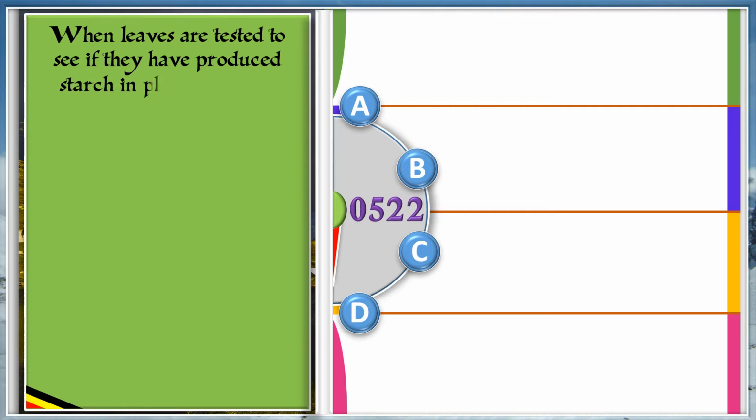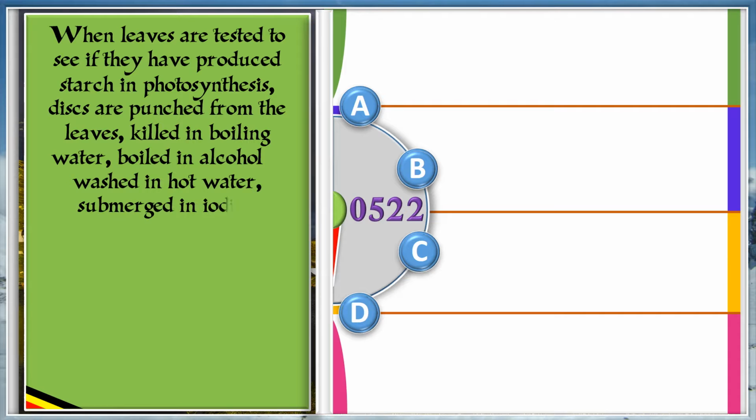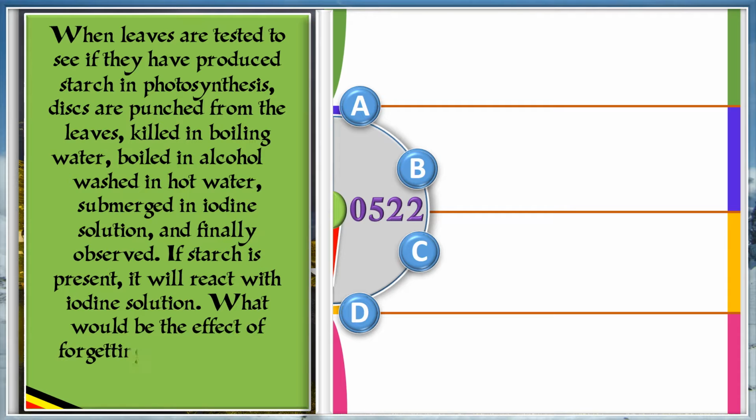When leaves are tested to see if they have produced starch in photosynthesis, discs are punched from the leaves, killed in boiling water, boiled in alcohol, washed in hot water, submerged in iodine solution, and finally observed. If starch is present, it will react with iodine solution. What would be the effect of failing to boil the leaf disc in alcohol?